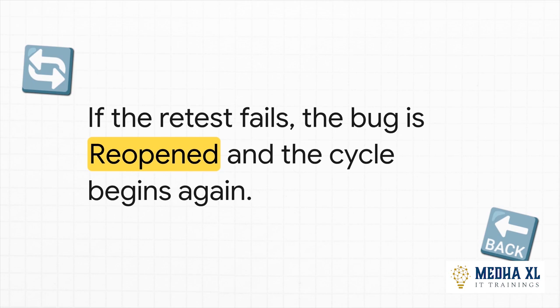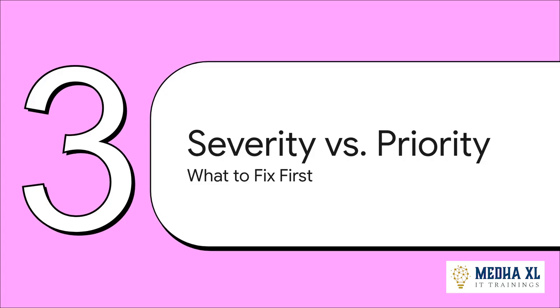The bug gets a new status, reopened, and it's sent right back to the developer, starting that whole work and fix cycle all over again, until it's actually, truly 100% fixed. Now, in any real project, there could be hundreds of bugs in the system. You obviously can't fix everything at once. So how do teams decide what to work on first?